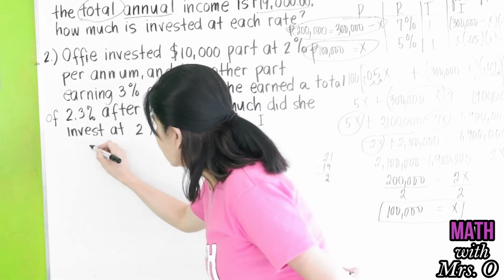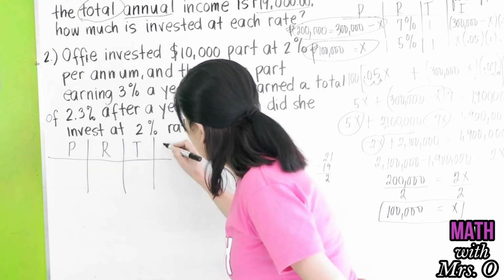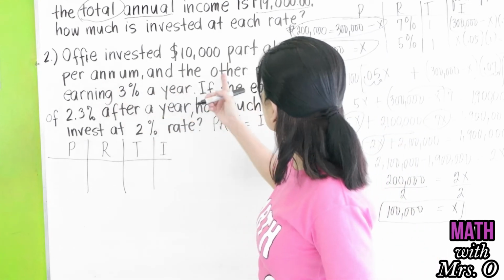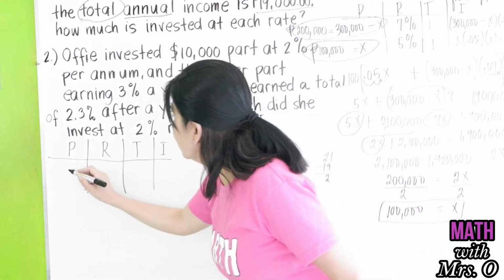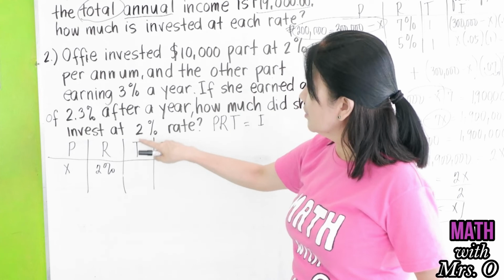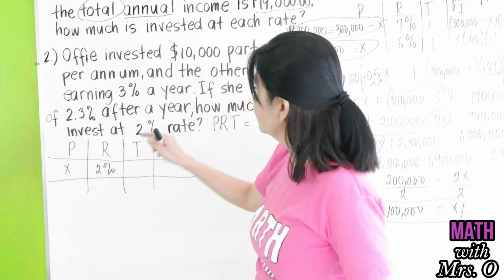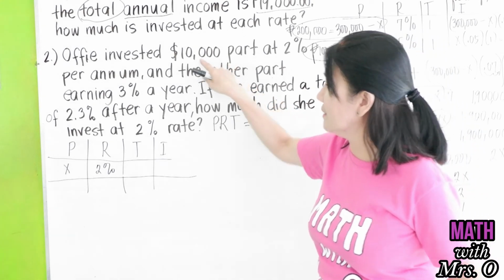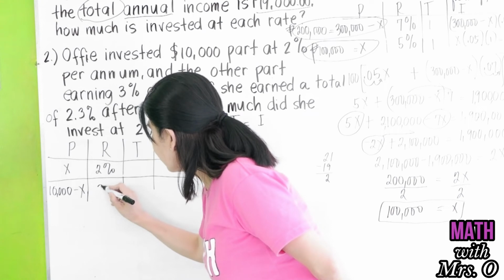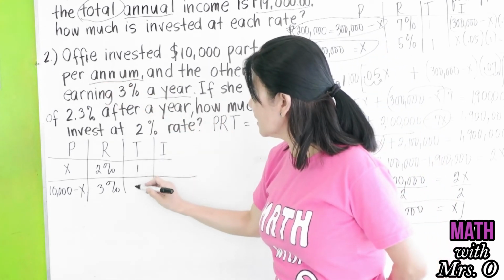Now, let's fill up a table again. So this is our P, R, T, I, income. Offie invested 10,000, part at 2% per annum and the other part at 3%. Okay, so we can let X be the one invested at 2%. Why did I let X be the one at 2%? So that whatever X is, it is already what is being asked in the problem. And since the total investment is 10,000, you can let the principal here be 10,000 minus X, the one invested at 3%. A year per annum, our time is 1 again.